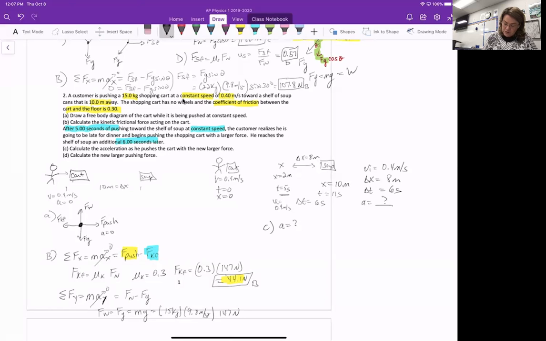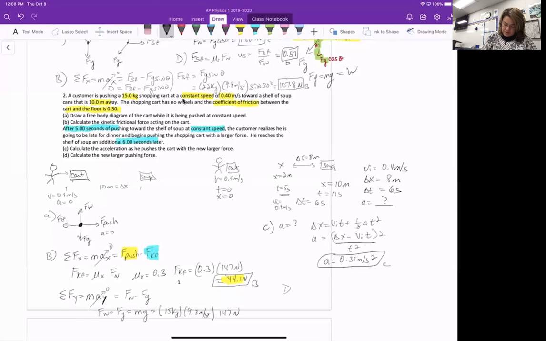I can find it using delta x equals v initial times time plus 1/2 a t squared. Solve for a. a is equal to delta x minus v initial times time, divided by t squared. Multiply all this by 2. Plug in all your values. You'll get acceleration is equal to 0.31 meters per second squared. Notice it comes out to a positive number. That makes sense. I'm accelerating to the right based on our drawing. This is answer C.